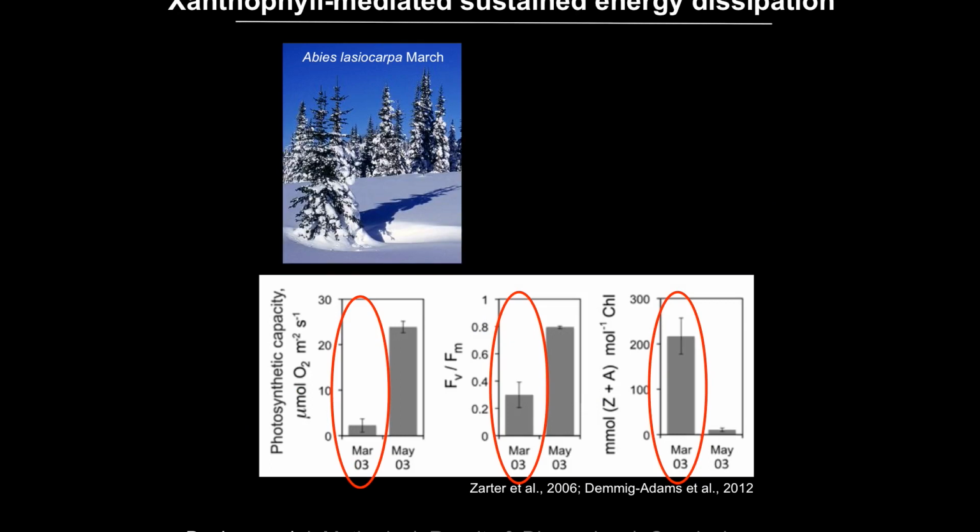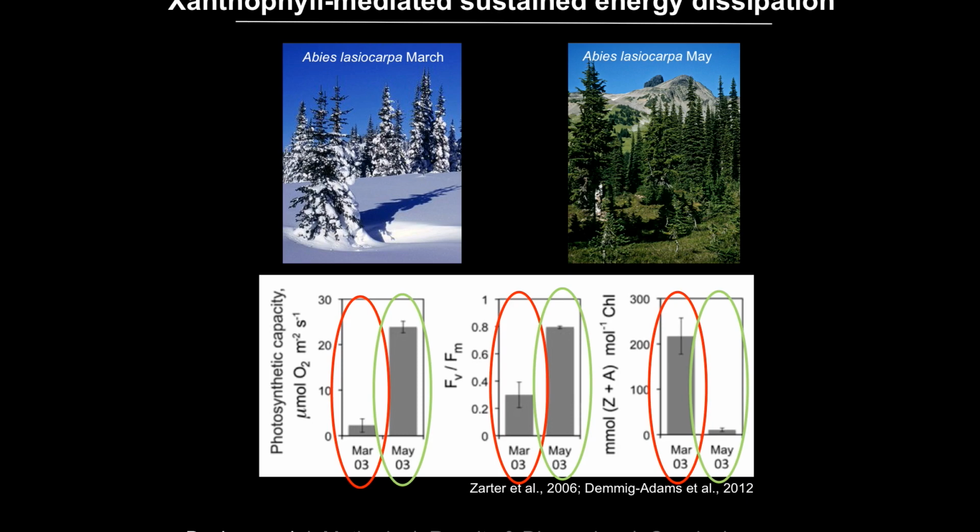So let's talk a little bit about sustained energy dissipation. If we take this subalpine fir in March, we see in the red circles here that it has low photosynthetic capacity. It's under high stress via the Fv over Fm fluorescence measurement, and we have a high bulk zeaxanthin and antheraxanthin pool. But as this subalpine fir moves into the spring, we see an increase in photosynthetic capacity. We see a decrease in stress measured by Fv over Fm, but we also see a substantial decrease in the amount of just bulk zeaxanthin and antheraxanthin per unit chlorophyll that are in this plant.